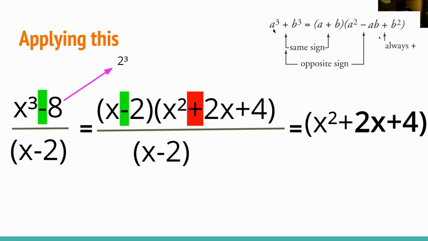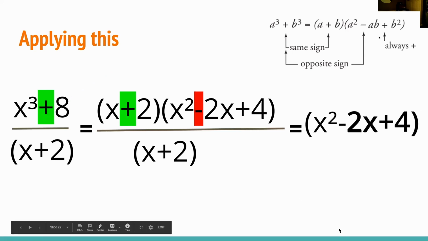So this is our a term. This is our b term, which is just 2. Then we have x squared. In this case, it's a negative, so we have to have the opposite sign for that. So instead of negative for that formula, we have positive, and that's why it's red. It's because it's the opposite. And then 2x plus 4, and that's always going to be positive there.